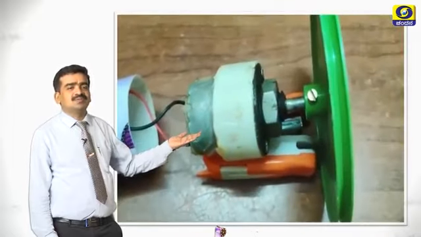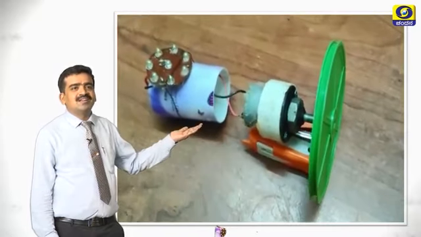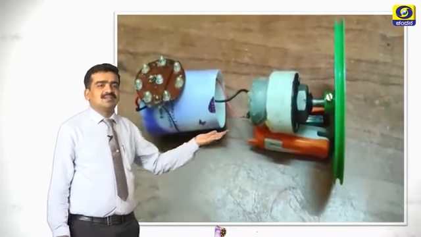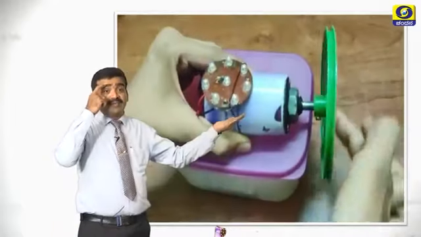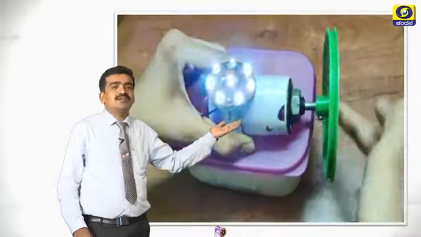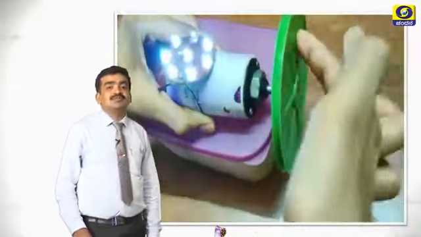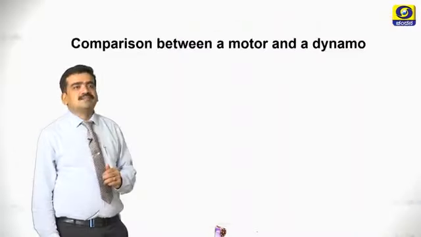Here I am showing you how EMF is induced in a generator. See, it is a motor. I am providing mechanical energy to the motor, so that mechanical energy is converted into electrical energy. Here the bulb is glowing due to the electrical energy produced.